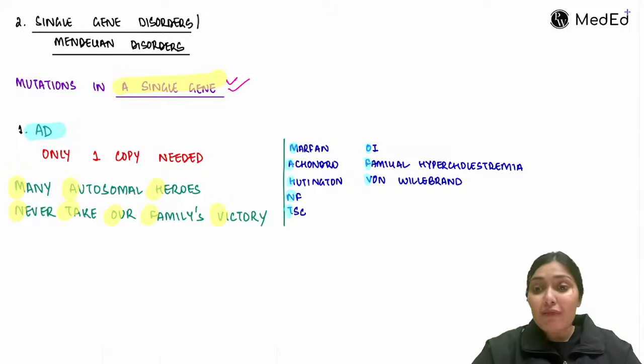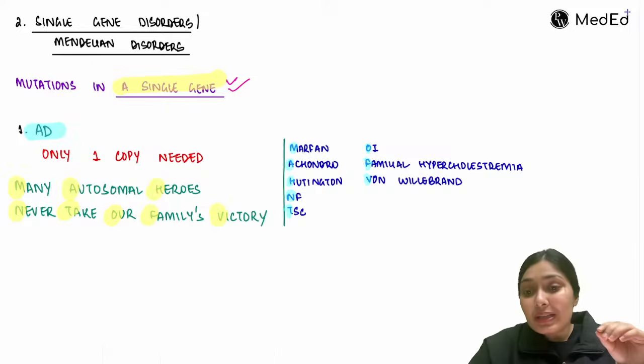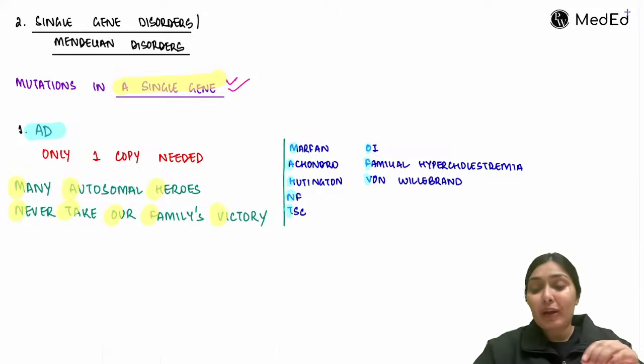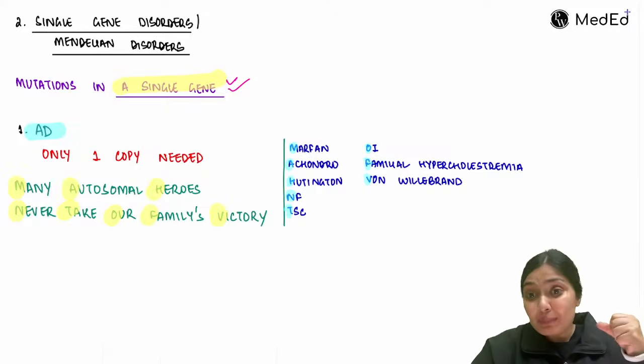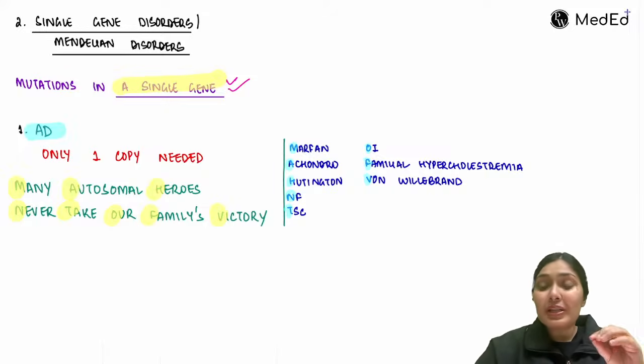So firstly, we have autosomal dominant. The name itself has dominant in it, right? So that means only one defective copy would be needed because it is a dominant disorder, right? And to remember the examples of these dominant disorders, I have a mnemonic for you. Many autosomal heroes never take our family's victory. So dominant people, remember, family victory. So many autosomal heroes never take our family's victory.